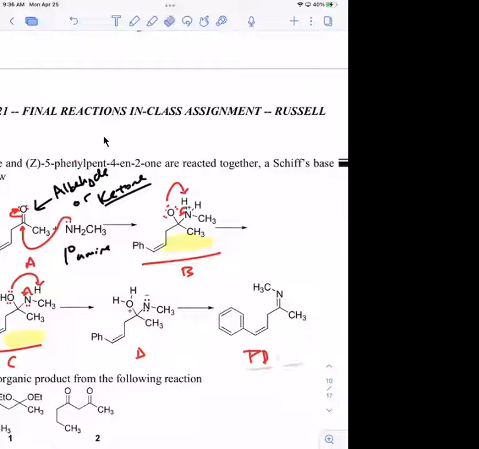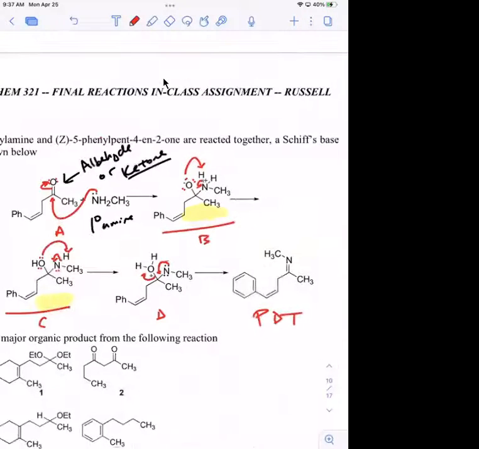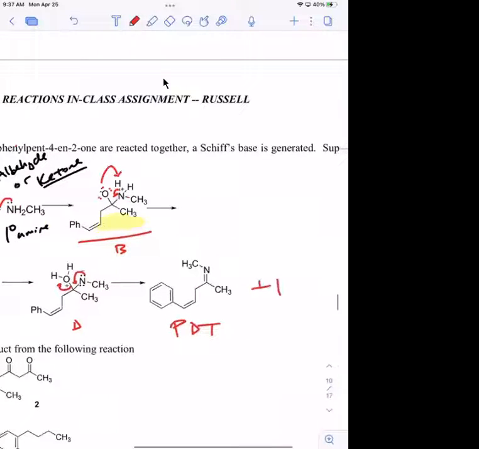What would you do? This is when you do the neighboring group participation. Yeah, you're right. So we're going to take this and do here like so, right? And that's going to kick off water, which I don't have drawn here, but we can write it in, and give us the amine, right?